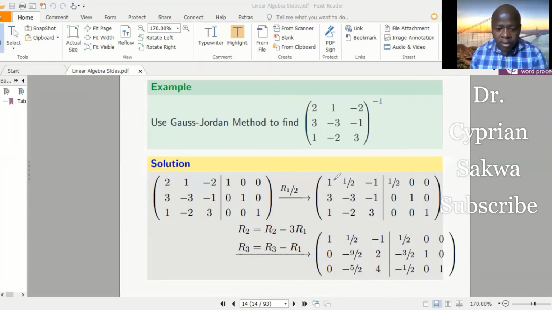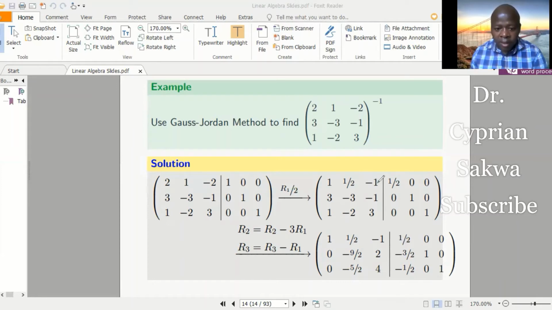So this element times 3 subtracted from this, you have a 0. This element times 3 gives you 3 out of 2. Subtracted from negative 3, this gives me negative 9 over 2, because the LCM here will be 2. And this will be negative 6, then negative 3. So it's negative 9 over 2. So, okay, we are done with this.